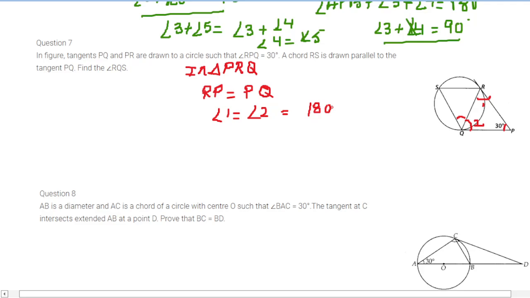And also angle 2 will be equal to angle 3, because 2 is the angle made by the chord and the tangent, and angle 3 is the angle made by same chord in the alternate segment. So these two are equal, so it means they are also 75 degrees.